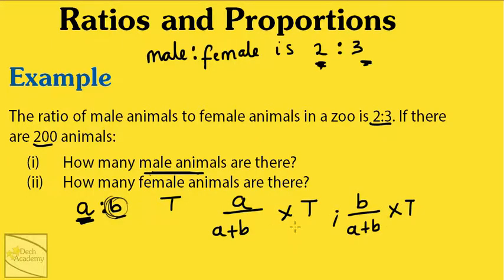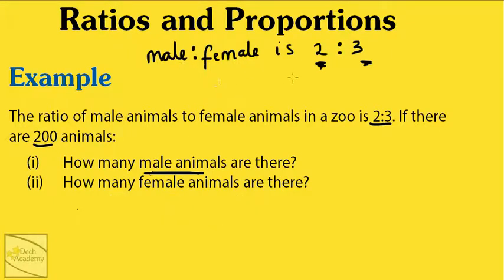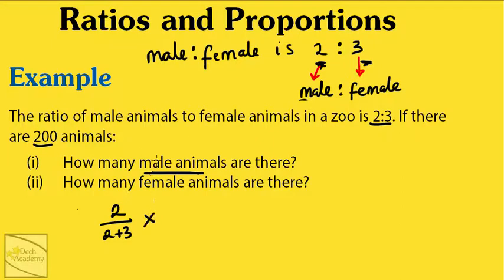So I'm going to use what I just explained to answer the question, and it will make more sense. Just to make it clearer, 2 to 3 refers to the ratio of male animals to female animals. So this 2 here corresponds to male animals, this 3 here corresponds to female animals. So to determine the number of male animals, we take the component of the ratio that relates to male, divided by the total, so 2 plus 3, and then multiply by the total number of animals, which in this case is 200.